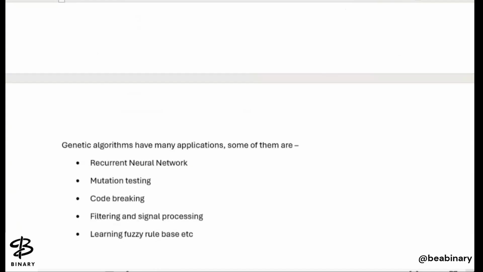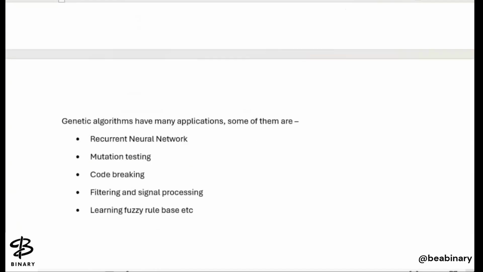So what are the applications here? Genetic algorithms have many applications, including recurrent neural networks. Some of them are mutation testing, code breaking, filtering and signal processing, and learning the fuzzy rule base.